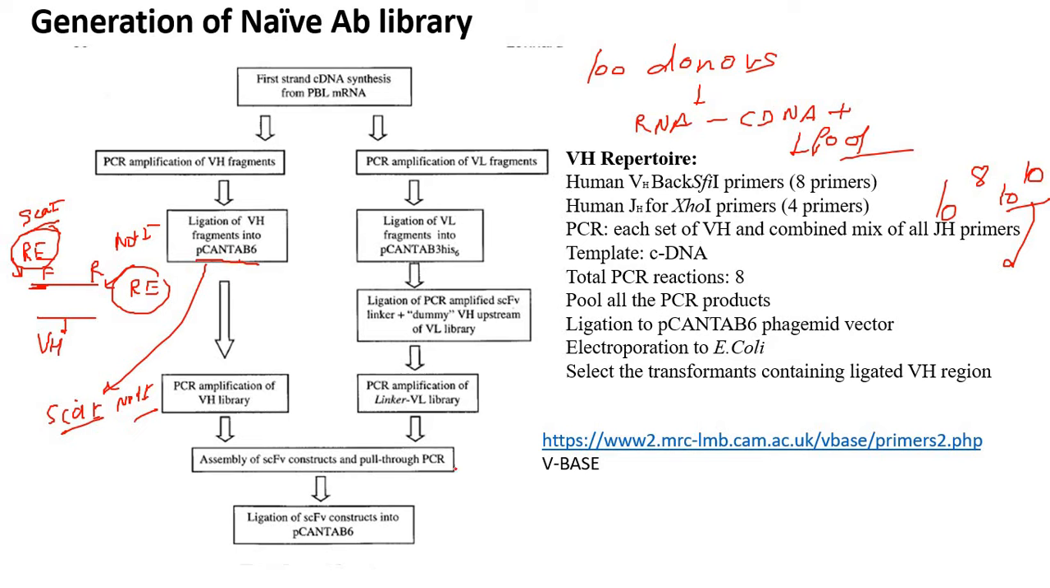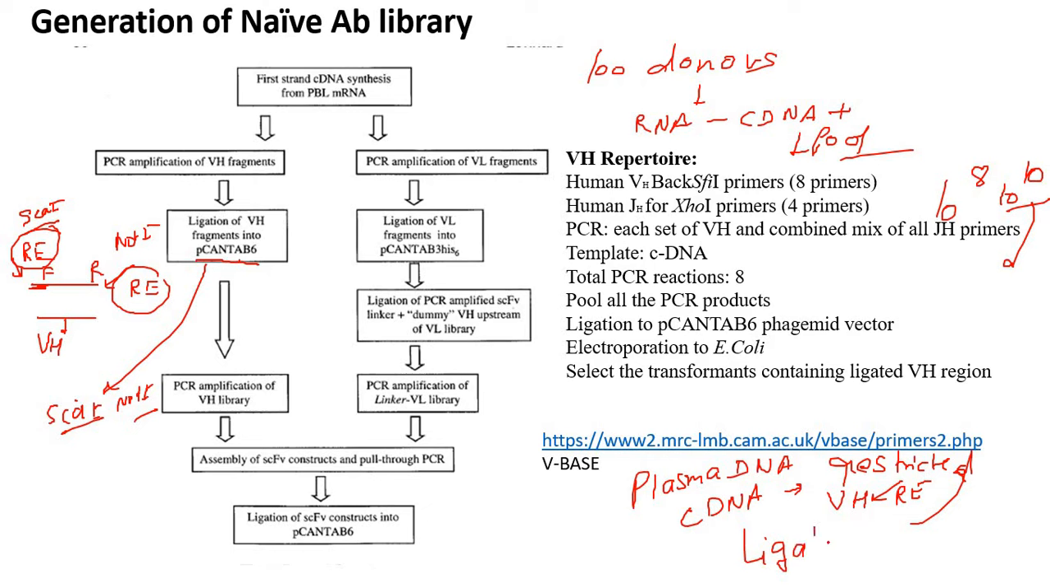Let's say you have this plasmid DNA, which is restricted, meaning it has been digested with the restriction enzymes, and then you have your cDNA, the PCR amplified sequence that has the variable region of the heavy chain and contains the restriction enzyme site. Then you will ligate it by simply doing the ligation, and after the ligation, you will do the transformation in the bacteria.